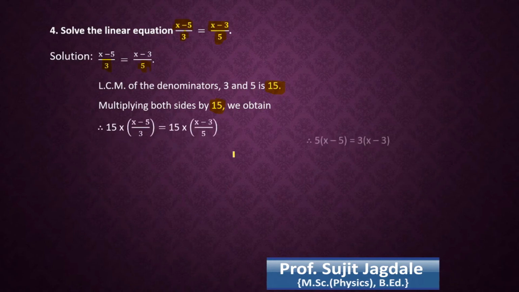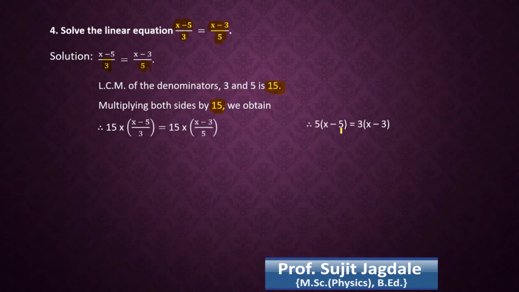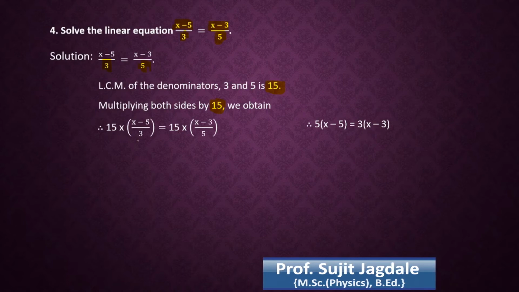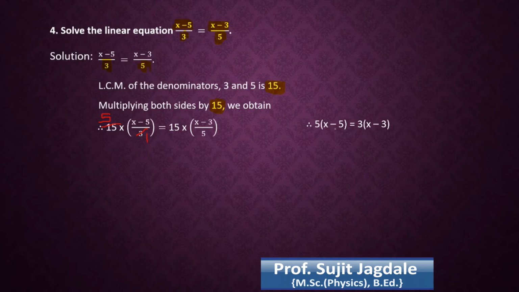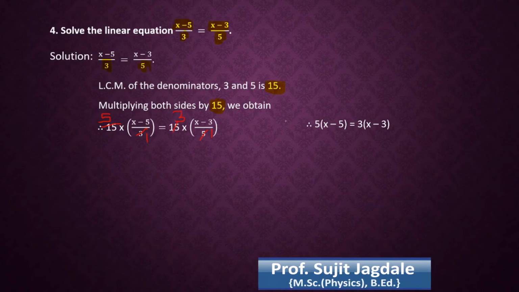After multiplying and simplifying, we are going to get it like this: 5 inside the bracket x minus 5, which is equals to 3 inside the bracket x minus 3. How did it come? Here see, 3 1s are 3 and 3 5s are 15, so that's why it is 5, and inside that bracket x minus 5 remains as it is. In the same way here, 5 1s are 5 and 5 3s are 15, so that's why we are getting 3 inside the bracket x minus 3.